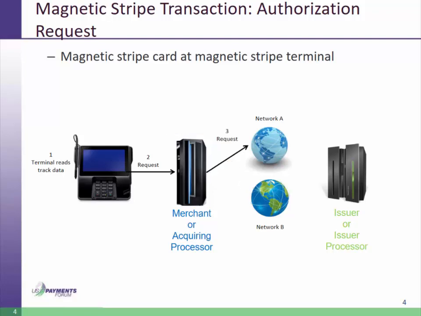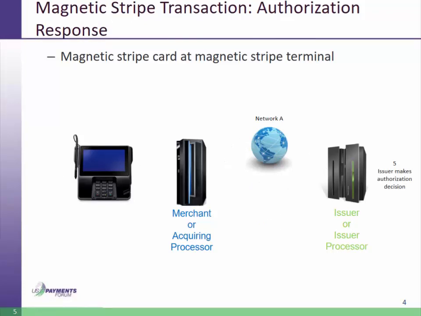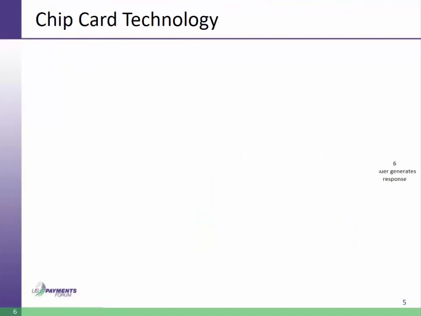Eventually, the transaction request will reach the issuer, and the issuer will make their authorization decision. The issuer will generate a response and send it back to Network A. Network A will forward the response to the acquirer, and the acquirer will then pass information to the terminal, such as whether the transaction was approved or declined.